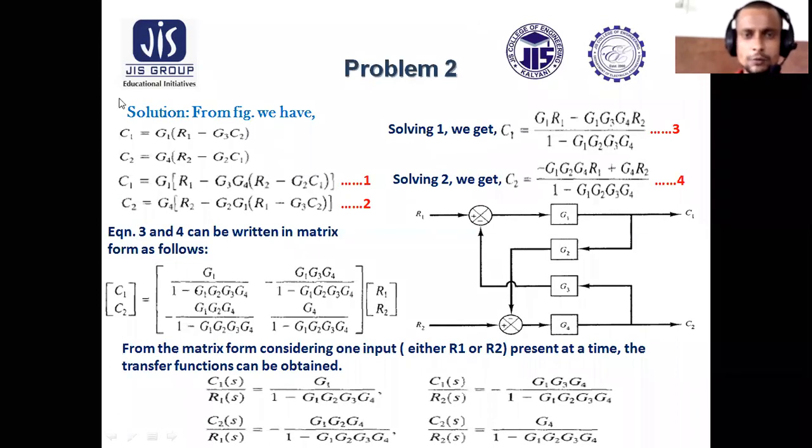In the next class we'll be discussing another transfer function determination method, that is the signal flow graph based approach, because the block diagram reduction technique is a bit difficult for very complex systems. In order to reduce the complexity, we need to follow the signal flow graph approach and use Mason's gain formula. What is Mason's gain formula? What is a signal flow graph? That will be discussed in the following few classes.